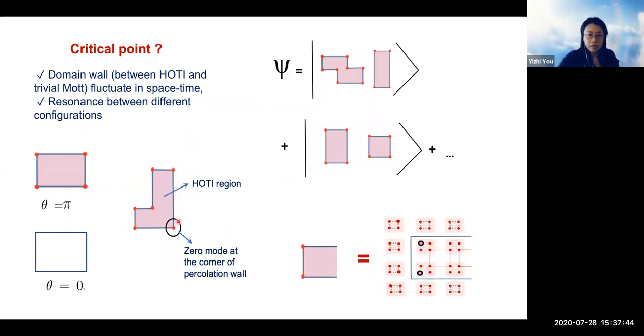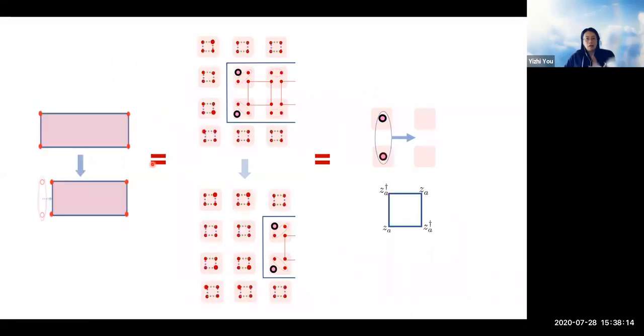Because the domain wall is nothing but a phase boundary of a higher order topological insulator toward a Mott insulator. At the smooth part of the domain wall, everything is fully gapped. However, at the rough part, or say the corner of the domain wall, we will have a spin 1/2 zero mode which lives at this domain wall. So at a quantum critical point, such a domain wall is strongly fluctuating, and the locations of the spin 1/2 zero modes also fluctuate in space-time. So we can have different resonance.